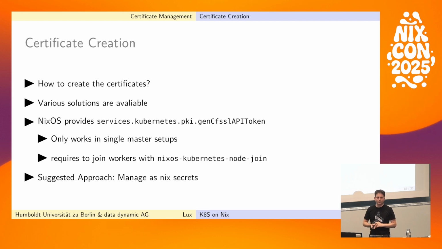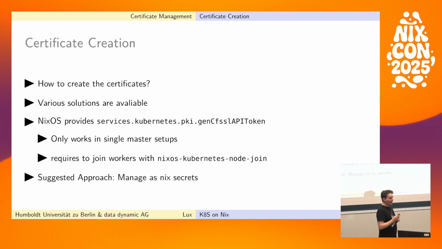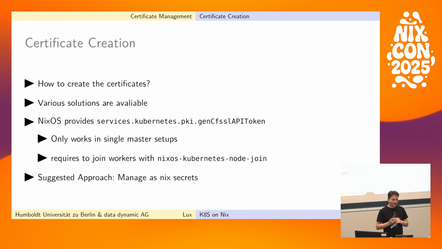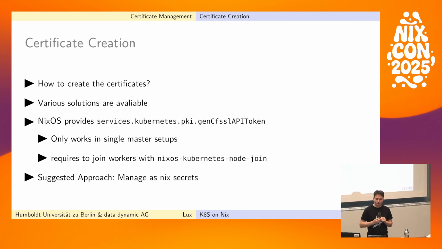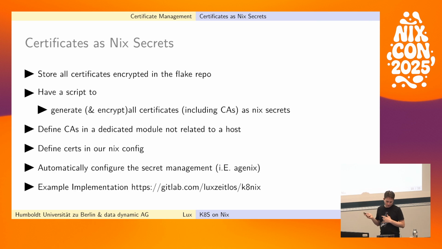And yeah, how to create these certificates. A lot of certificates. How do I create them? Well, there is this thing in NixOS where you can use services.kubernetes.pki. This is basically only for, docs say only for single master node, and it requires you to use some kind of join mechanism if you add a new node. So I suggest a different approach.